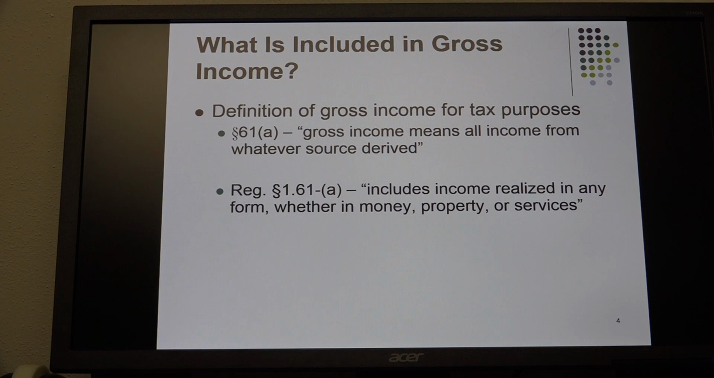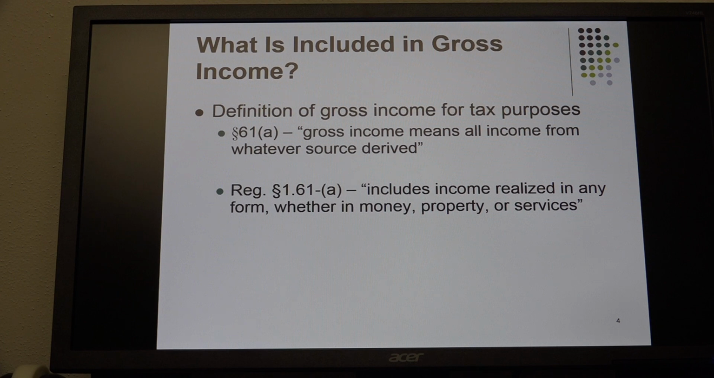Notice here that income is realized in any form. It doesn't have to be money received by the taxpayer. It can be property, so it could be a property for property exchange. It could be an exchange of services for property. Could be an exchange of property for services. Just all kinds of things. The bottom line is money does not have to exchange hands in order for there to be a realization.